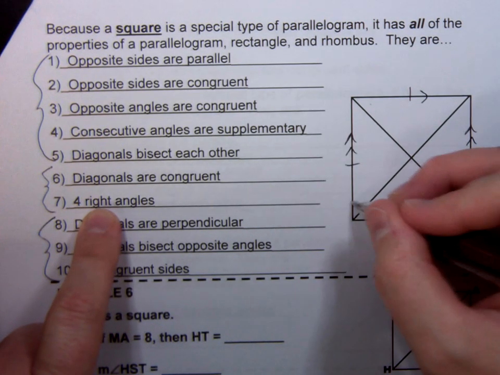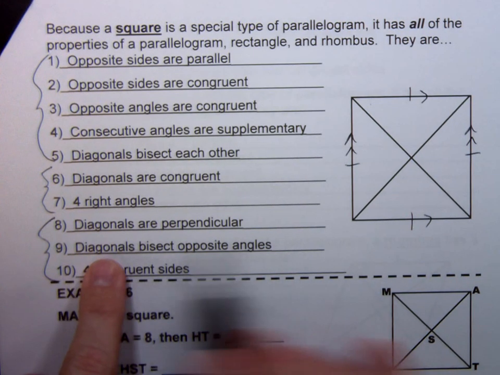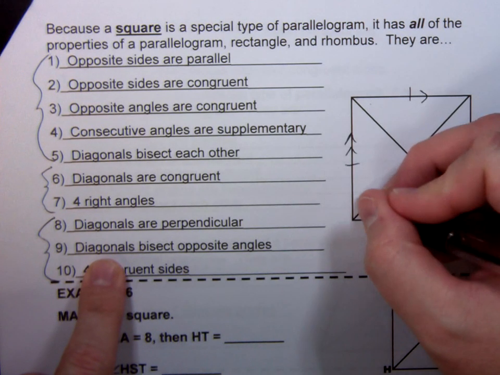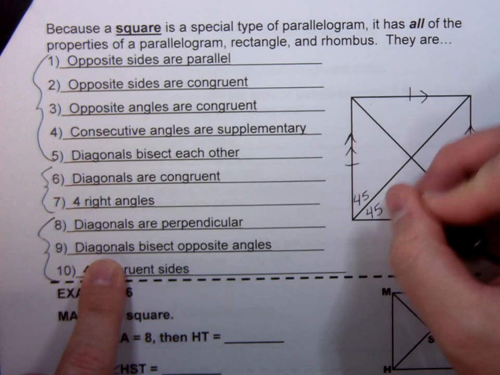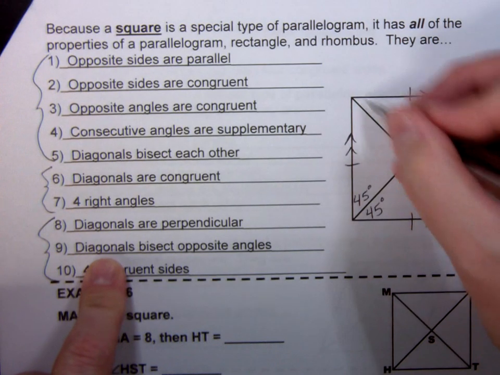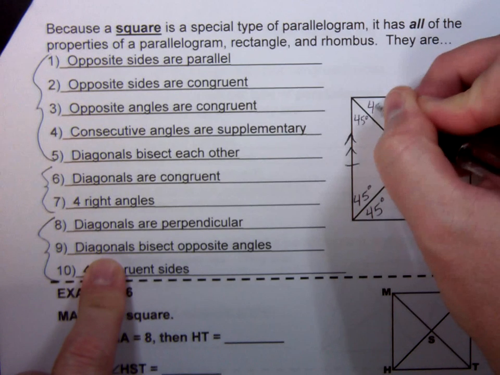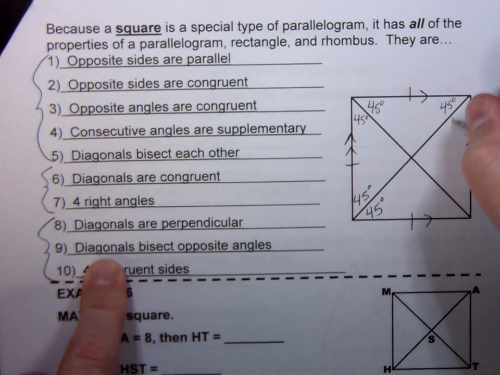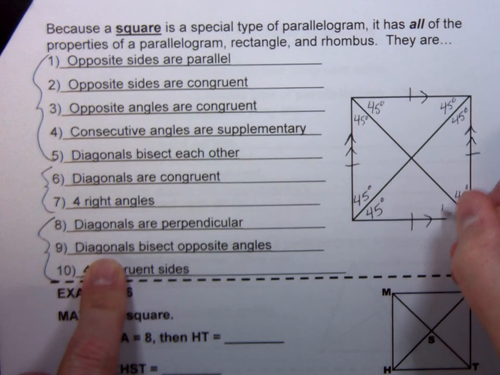But this is a right angle, and the diagonals are going to bisect the opposite angles. If you have a right angle, 90 degrees, and you bisect it, half of 90 is 45. So when you bisect a right angle, you get 2 45-degree angles. Over here, right angle bisected, 45 and 45. And that happens at each vertex. This angle is bisected, it was 90, 45 and 45. I'm just writing these in everywhere.